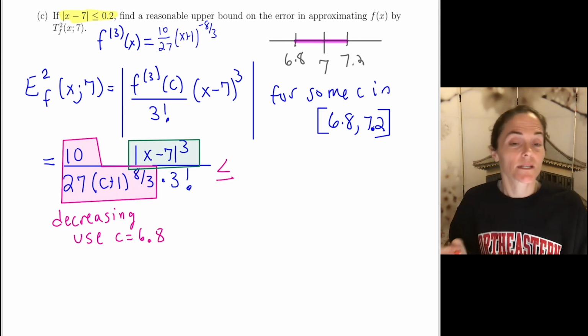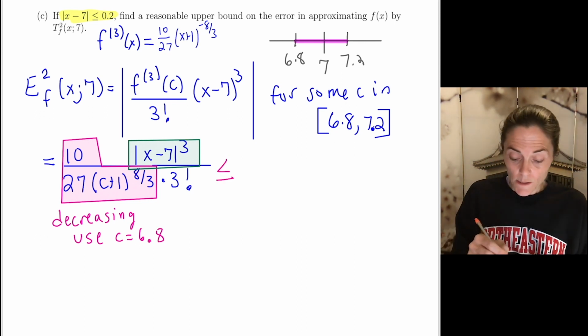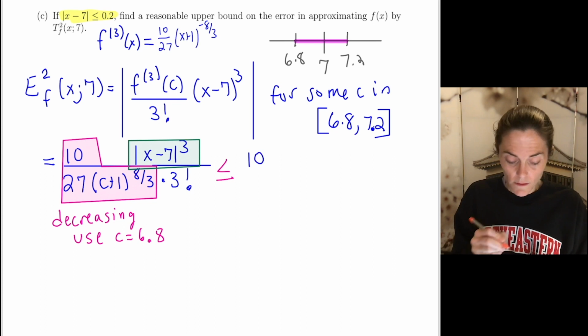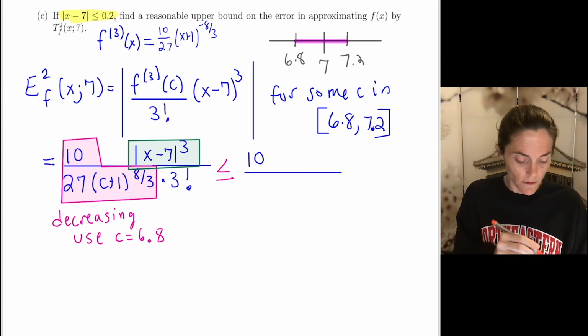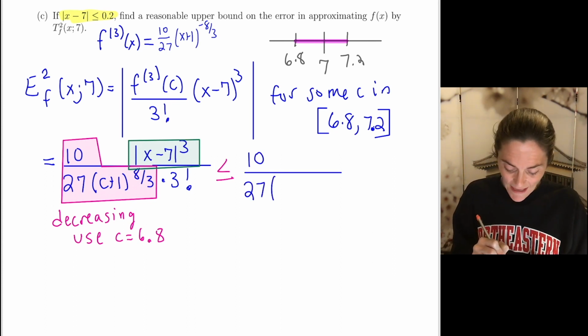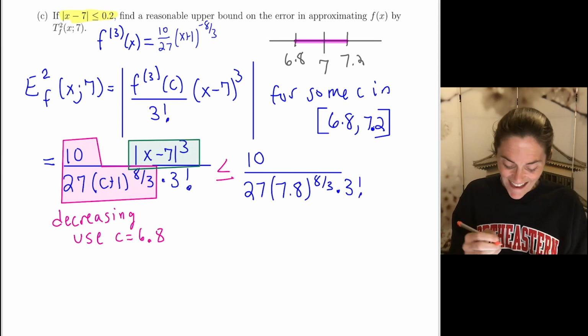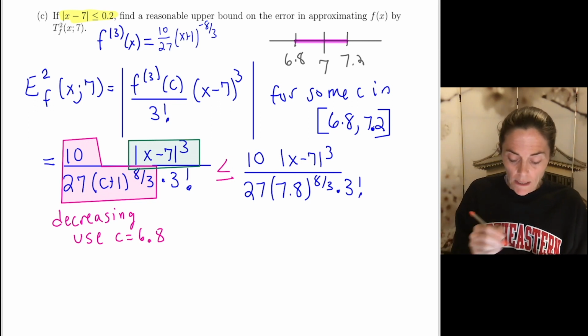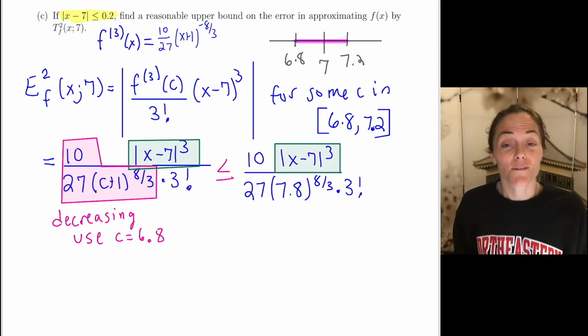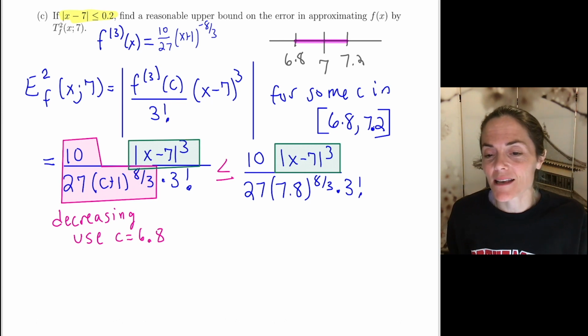This is our first less than or equal to. So I have 10 over 27, and then I have 7.8 to the 8 over 3. I still have a 3 factorial here, and then in my numerator, I have this x minus 7 in absolute value cubed. And I am now on the sort of step 2 of my two-step process.